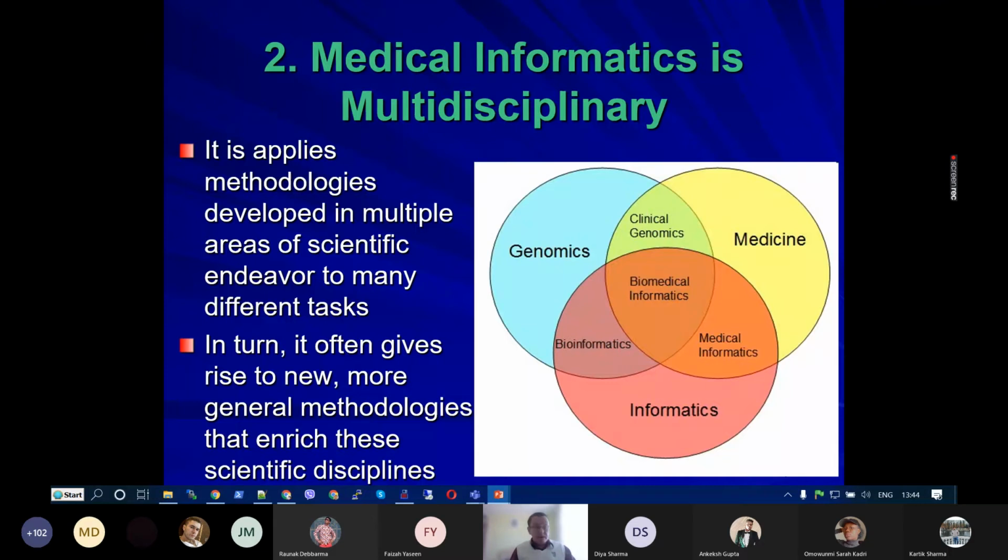As I repeat again, that's medical informatics, multidisciplinary studies, and it applies methodology developed in multiple areas of science and endeavor to many different tasks. And at the right side, you can see how we can distinguish various areas, for example, on the intersection of genomics as biological studying, general medicine, and informatics. So we have at least 4 different subjects brought to the board from this point.